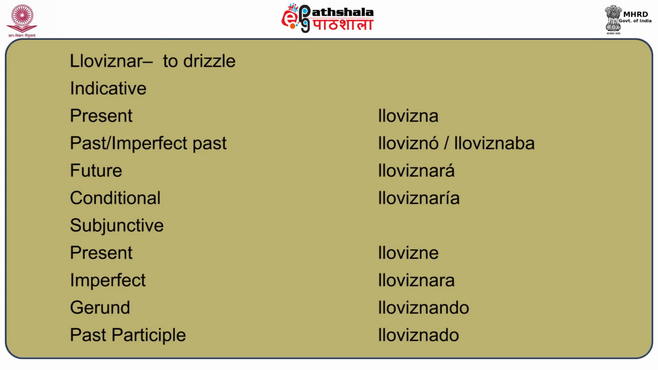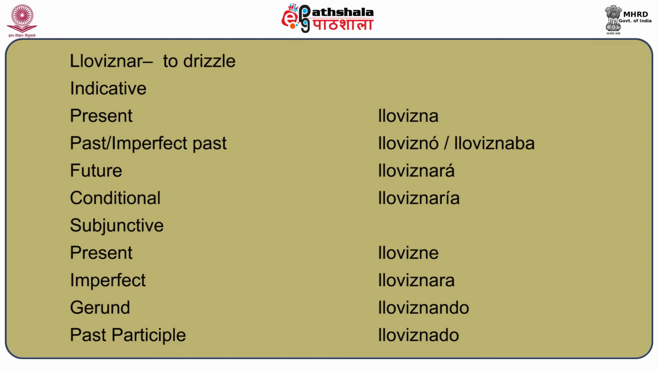The next verb is lloviznar, which means in English to drizzle. Let us see the indicative forms of this verb. In the present indicative, it is llovizna. In the preterit, lloviznó. Imperfect past is lloviznaba. The future form is lloviznará. Conditional is lloviznaría.